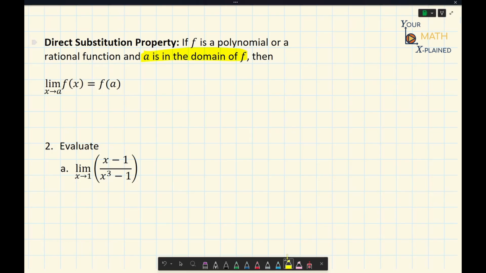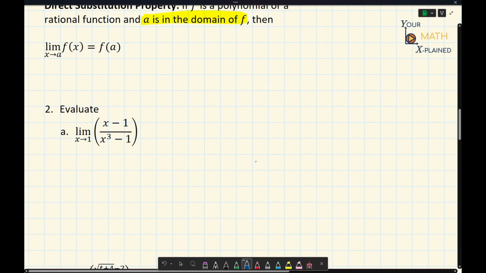Then the limit as x approaches a of our function f of x is just equal to f of a, i.e. meaning you can just substitute the number in. So for now, we said that this is only applicable for f being a polynomial or a rational function. And we can modify this in the near future once we have a better grasp of calculus definitions, and we'll be able to extend this to other types of functions. But for now, let's take a look at some examples.